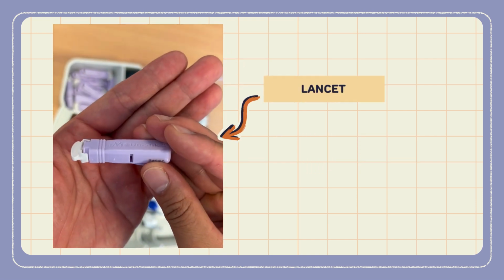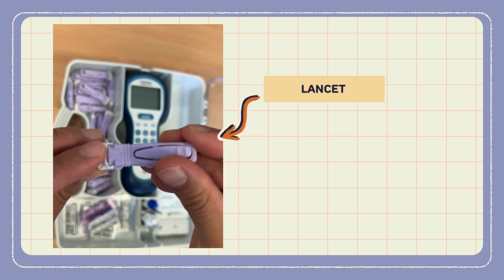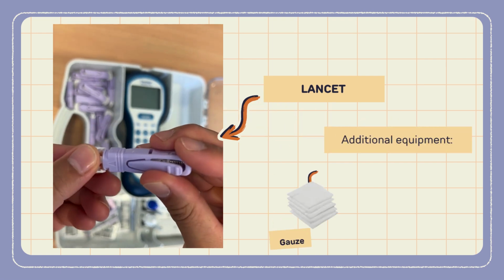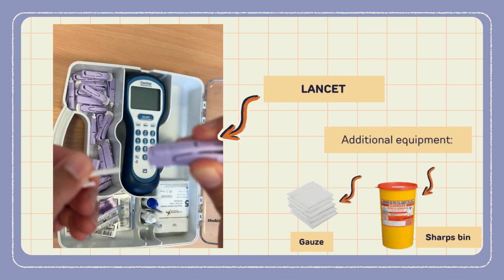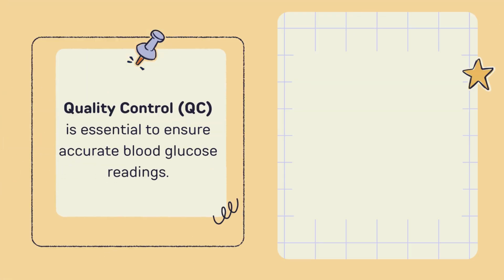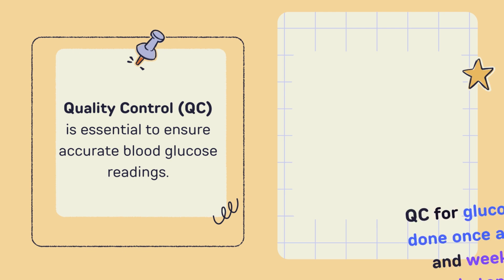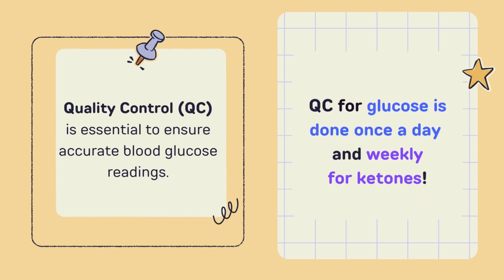Lancet, must be in date. This is one-time use only. Additional equipment essential to this procedure are gauze pieces and a sharps bin. Doing a quality control or QC for all glucometers is essential to ensure accurate blood glucose readings. QC for glucose is done once a day, weekly for ketones.